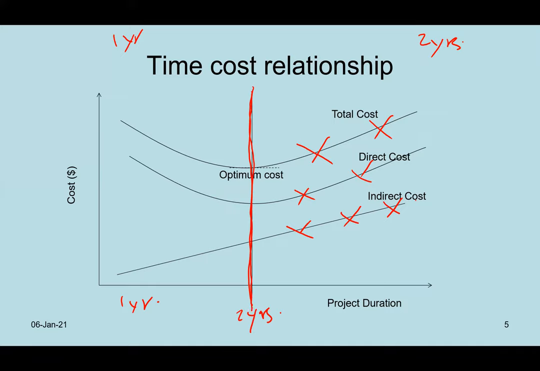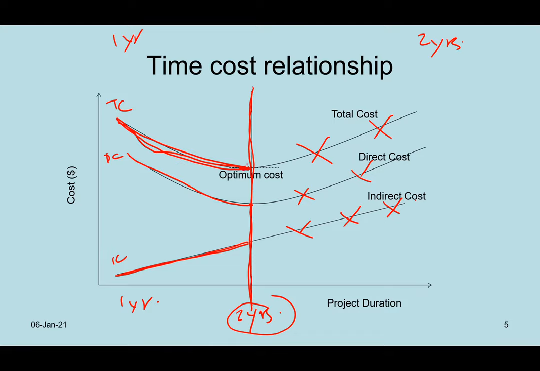Okay, so meaning to say the graph that we want to focus on is this graph, and this graph. This is the indirect cost. This is direct cost. This is total cost. Okay. 2 years. So meaning to say everything is at the lowest in terms of direct cost. When you add the direct cost graph with the indirect cost, for sure you are going to have this graph.